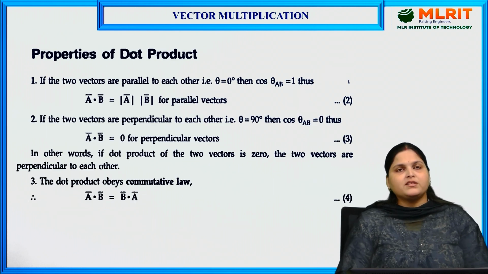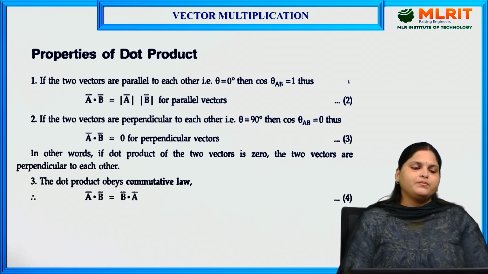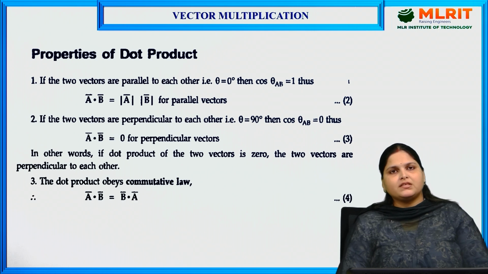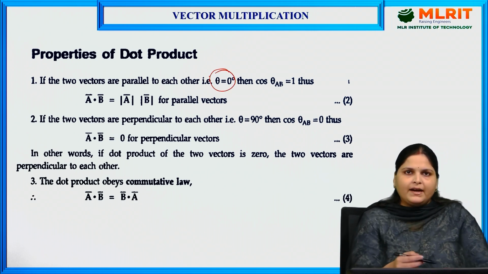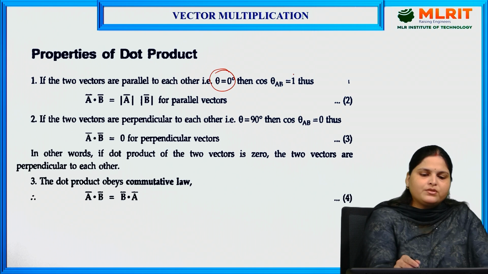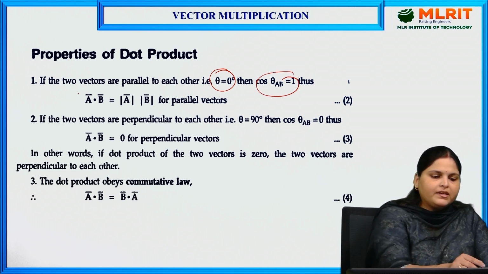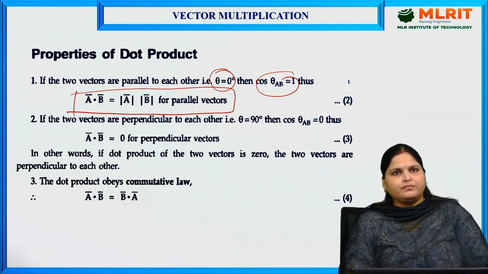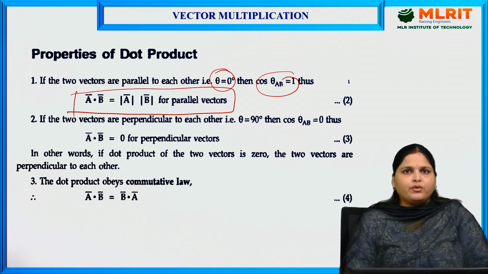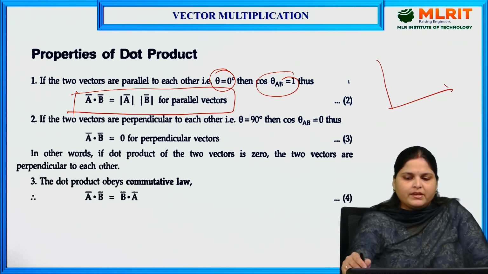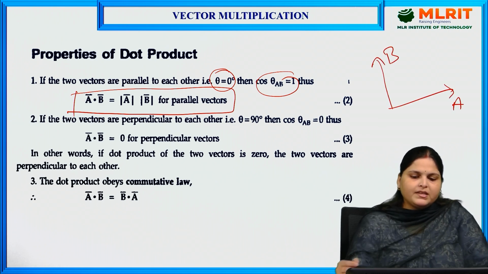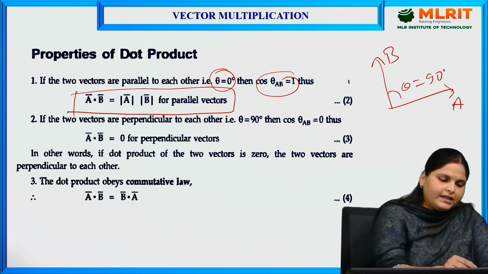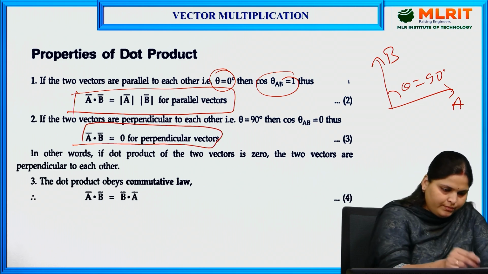There are some properties of the dot product. The first property: if two vectors are parallel to each other, the angle between them is 0. In that case, cosine of 0 is equal to 1, so we can write A dot B is equal to mod A into mod B. If the two vectors are perpendicular to each other, the angle theta is 90 degrees and cos 90 is equal to 0. In that case, A dot B will be equal to 0.